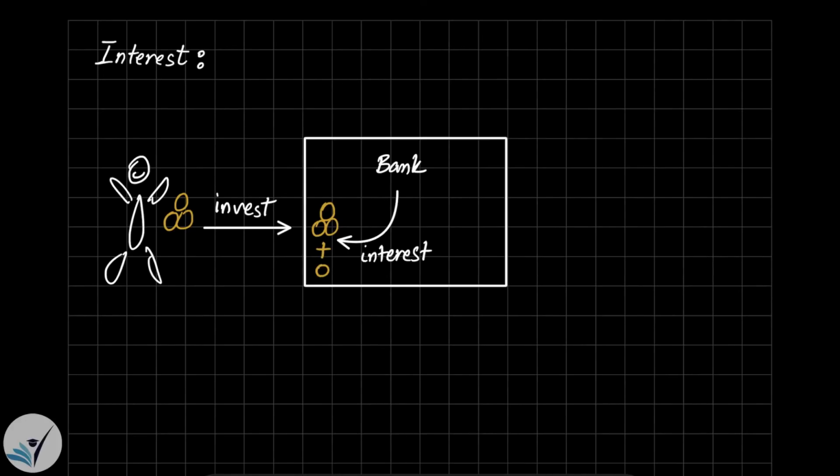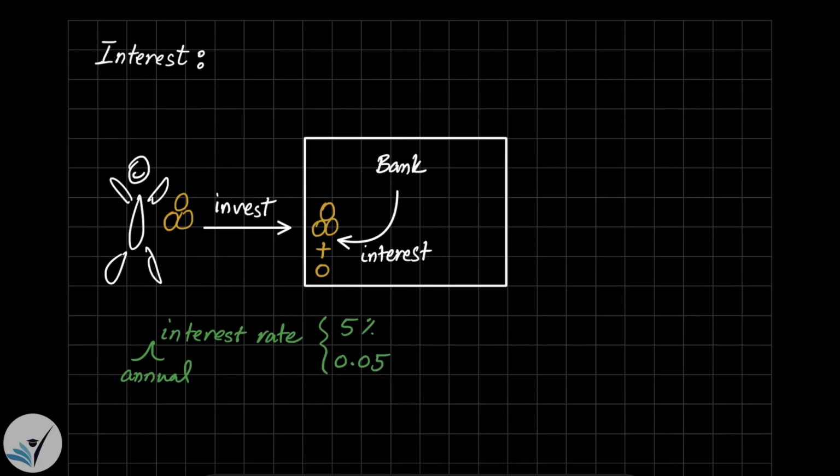And you ask the bank how much your money will grow, and they will tell you their interest rate. The interest rate is usually per specific period. Let's assume this is an annual interest rate. It means that the interest is going to be paid every year. And usually interest rate is expressed as either a percentage, let's say 5%, or as a decimal, let's say 0.05.